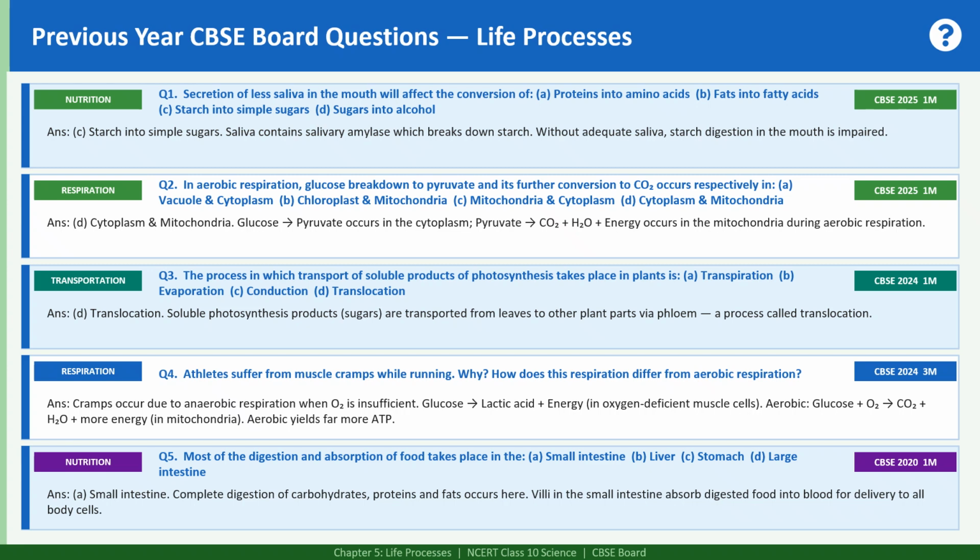Athletes suffer from muscle cramps while running. Why? How does this respiration differ from aerobic respiration? Cramps occur due to anaerobic respiration when oxygen is insufficient. The glucose is converted into lactic acid and a very small amount of energy. In aerobic respiration, glucose and oxygen form carbon dioxide, water and more energy, happening in the mitochondria. So aerobic respiration yields more ATP.